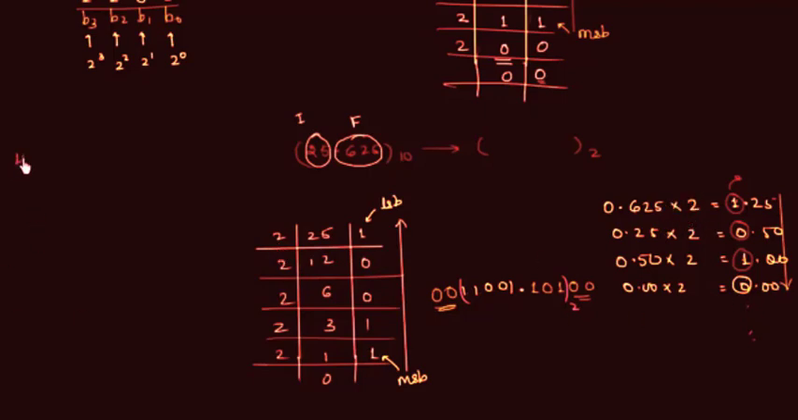Now we will move to the homework problems. There are two homework problems. The first one is 67 in decimal, and you have to convert it to binary. The second problem is 129.75 in decimal, and you have to convert it to binary.